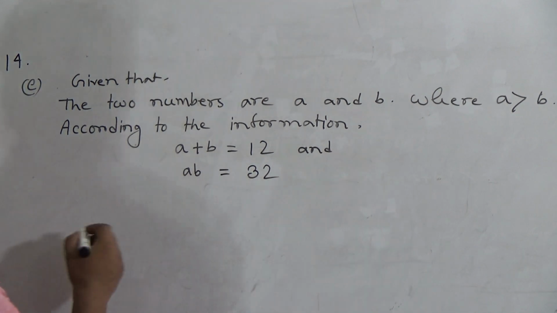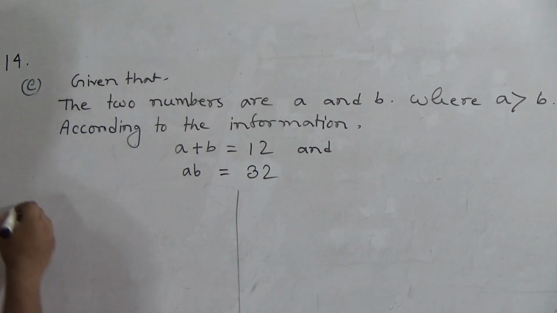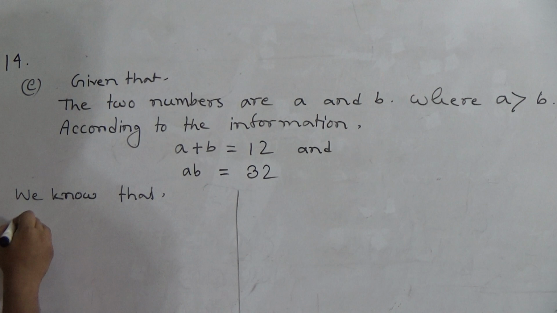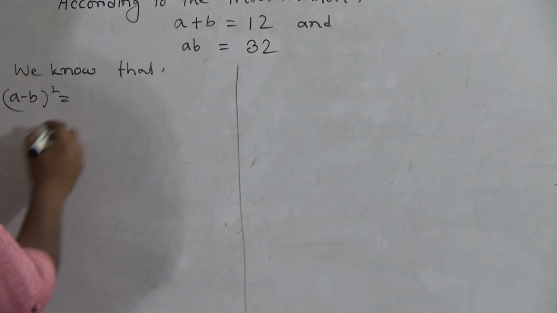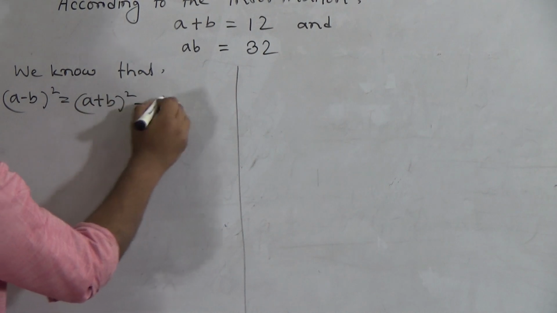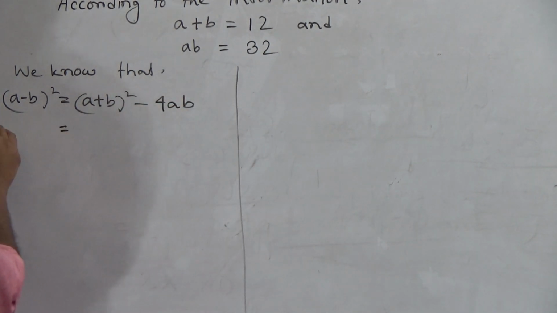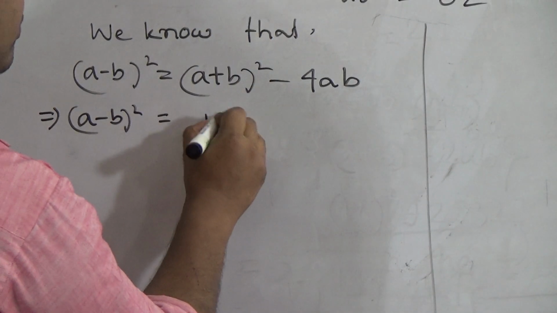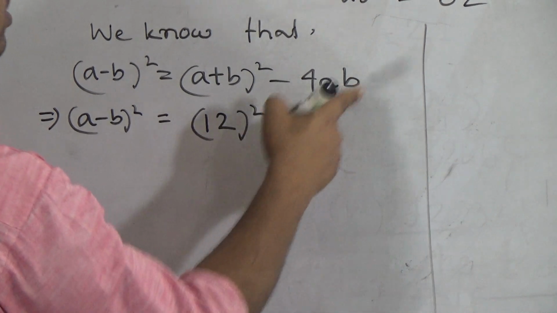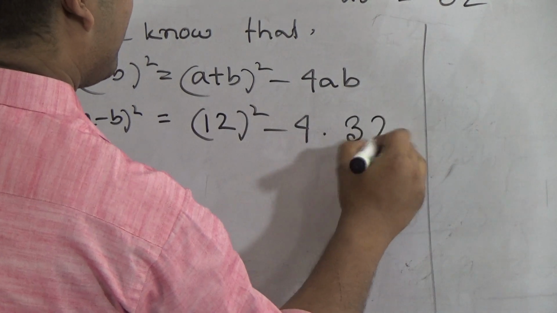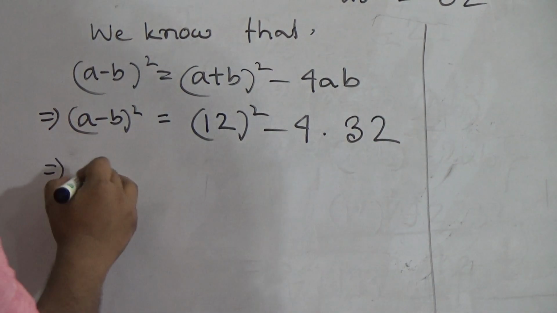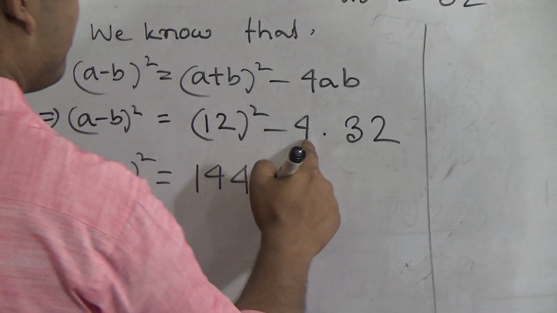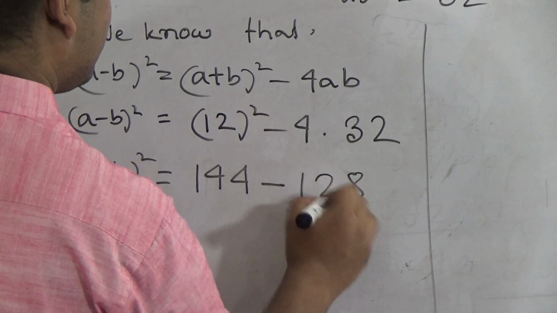So we need to find out the value of A minus B. How can we? At first you write, we know that A minus B whole square equal to A plus B whole square minus 4AB. So now here I write A minus B whole square equal to A plus B whole square, means 12 square, minus 4 into what is the value of AB? The value of AB is 32. Now A minus B whole square equal to 144 minus 4 2s are 8 and 3 4s are 12.